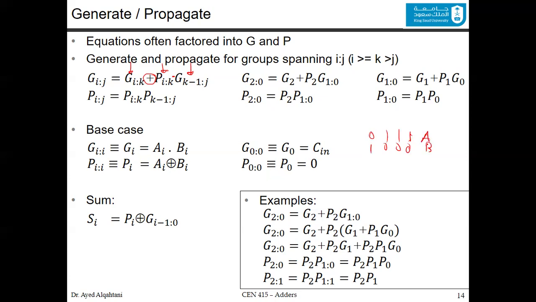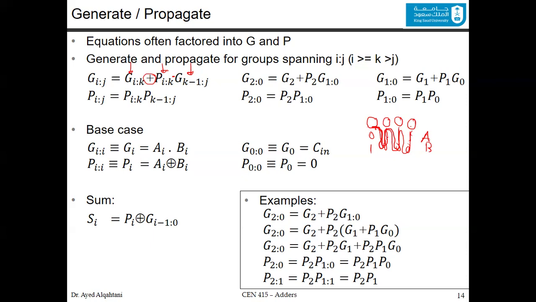We take A and B. What happens if you want the group generation up to this one? You say, it's either generated in this stage. So here, there was a generation. It's a new carry here. So it's either a generation here, or it was a generation here and propagated to this place. Or it's a generation here and it's propagated here and then there. Or it's generated here, which is the carry in, and then propagated through all the stages.